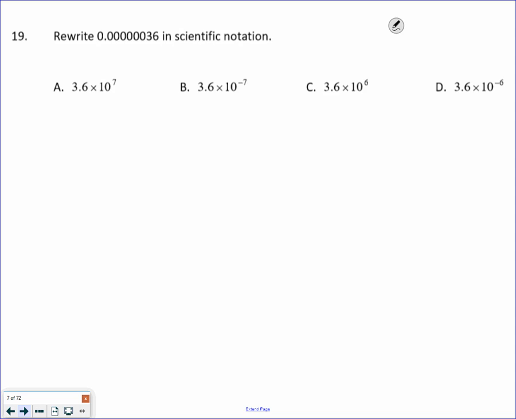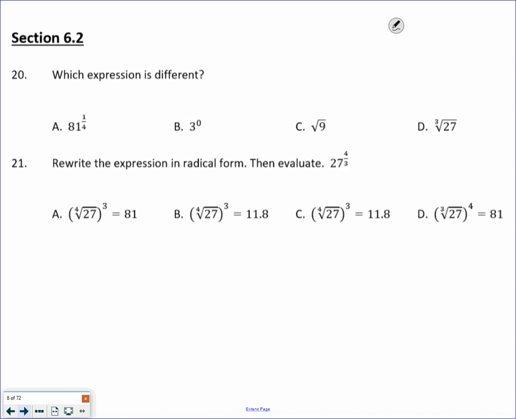Scientific notation, this time negative power. 1, 2, 3, 4, 5, 6 zeros, and a 1 value is 3.6 times 10 to the negative 7th. And that concludes our first section.